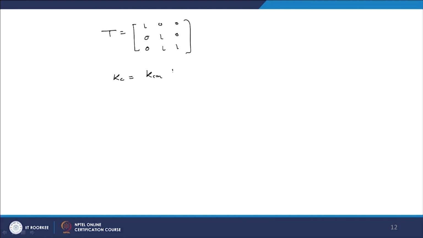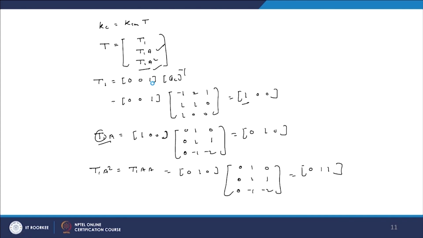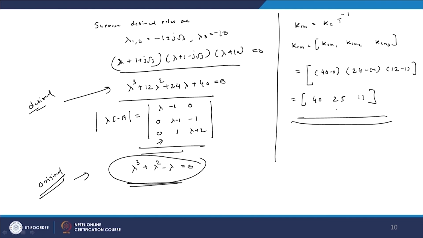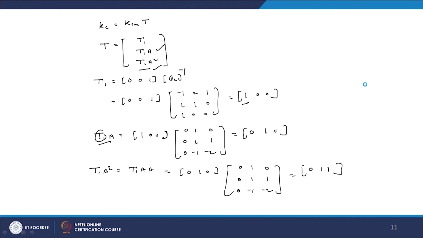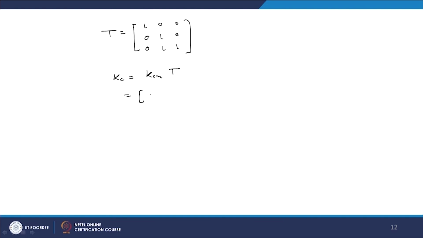Your KC is KCM into T, and the KCM which we have determined earlier is 40, 25 and 11. So, we write this as 40 25 11 and the T as 1 0 0, 0 1 0, 0 1 1, and after solving this we come across 40, 36 and 11. This is the controller K.